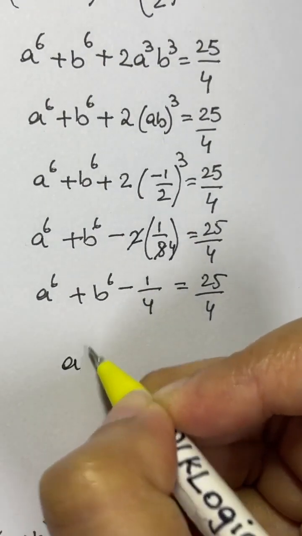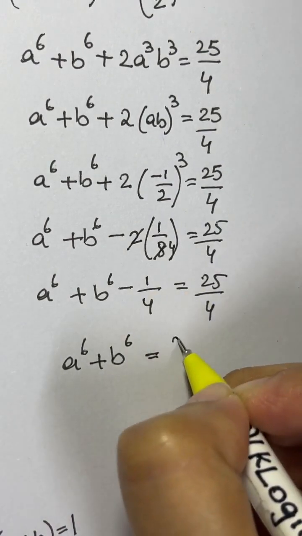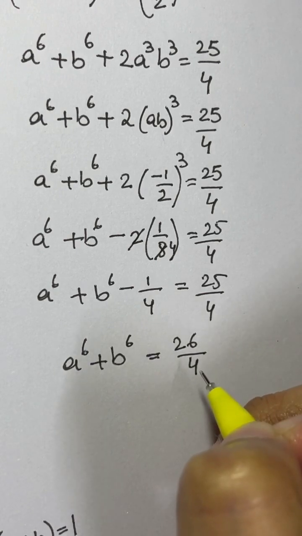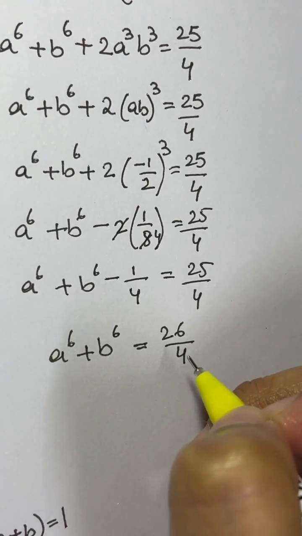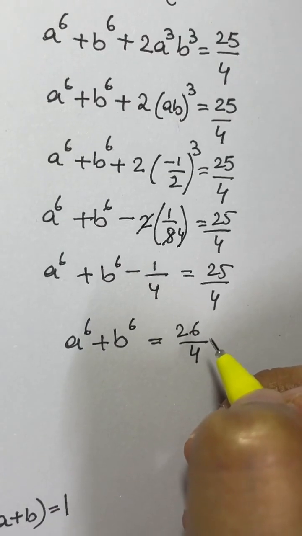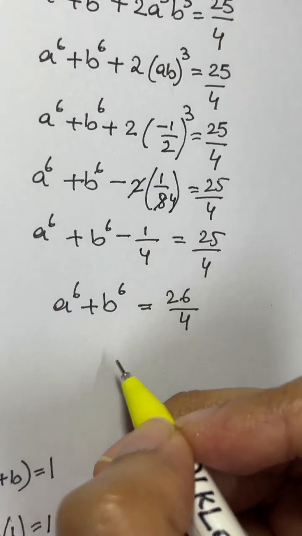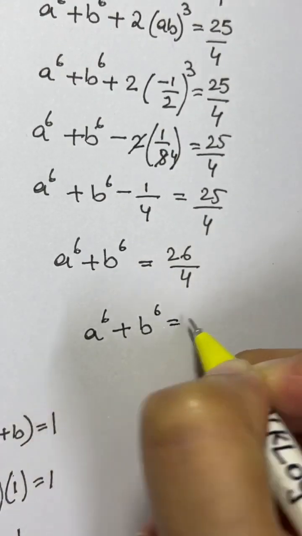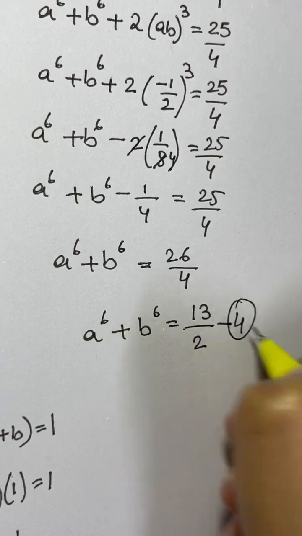So what will be a to the power of 6 plus b to the power of 6? 25/4 plus 1/4, so it is 26/4. Okay, so you have got a to the power of 6 plus b to the power of 6 as 26/4. You can even solve this and write it as a to the power of 6 plus b to the power of 6 is 13/2. Let this be equation 4.